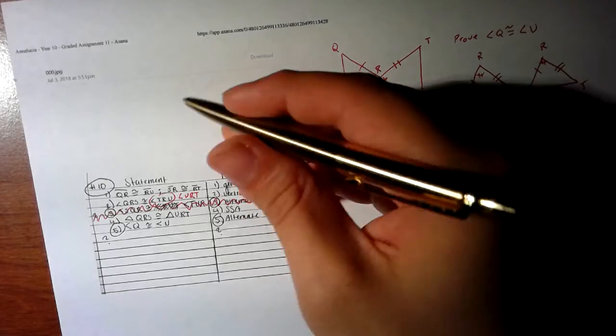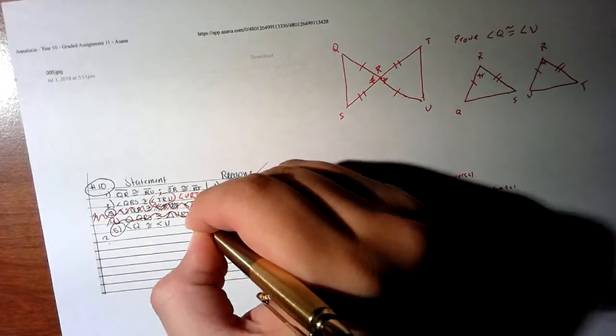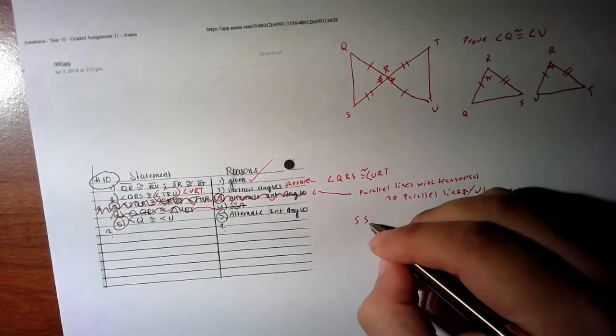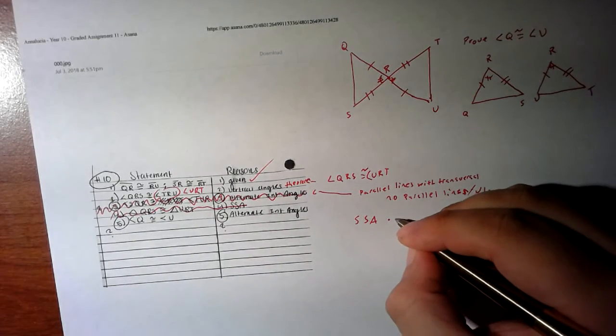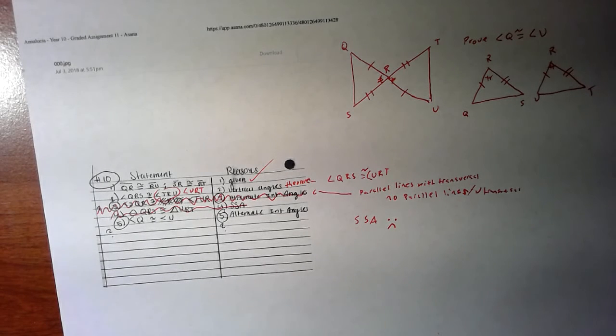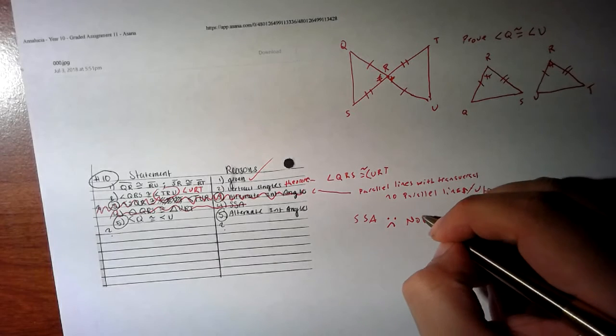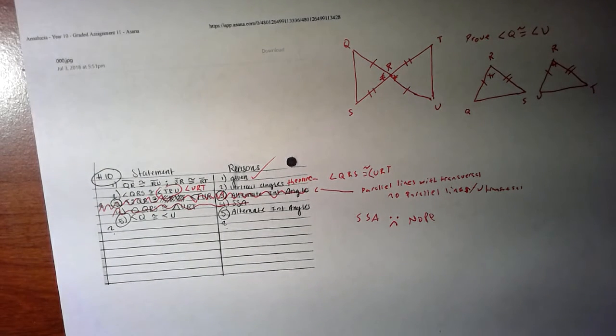Why in the world is line 4 incorrect? There is no such thing as side-side angle. Again, I think this is the third time this came out. Side-side angle, no such thing. So it's not that.